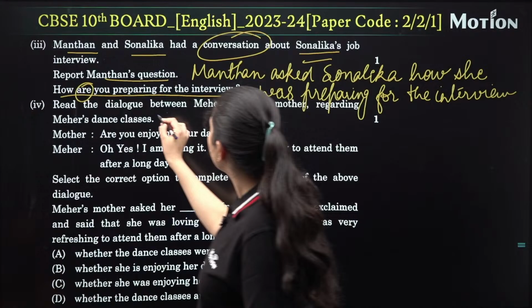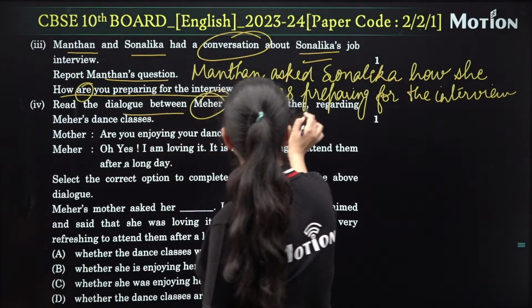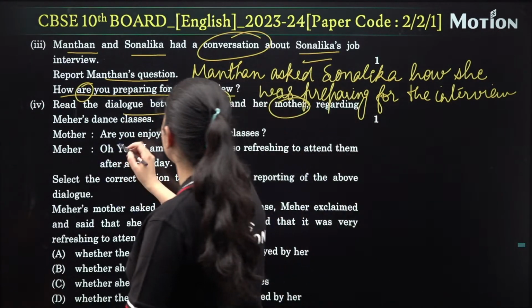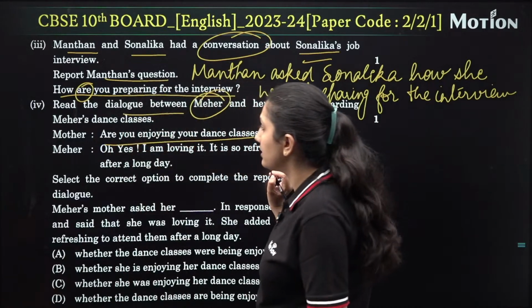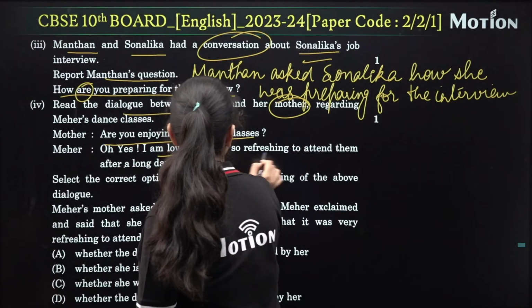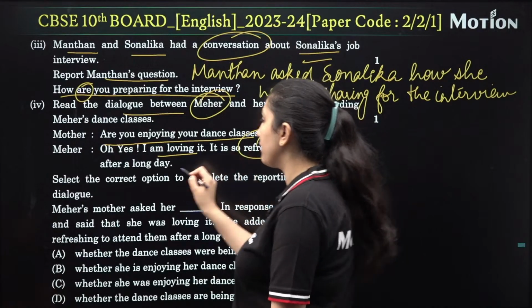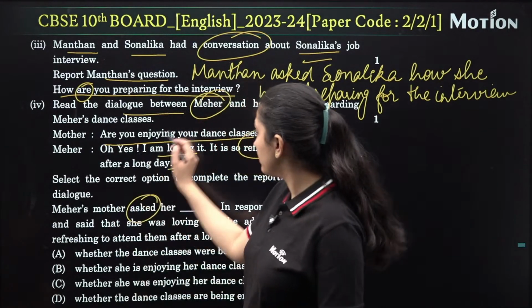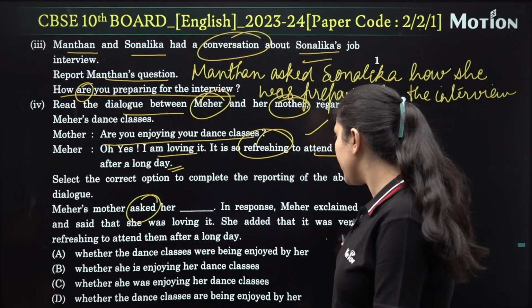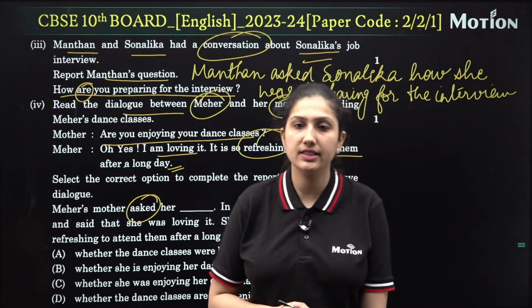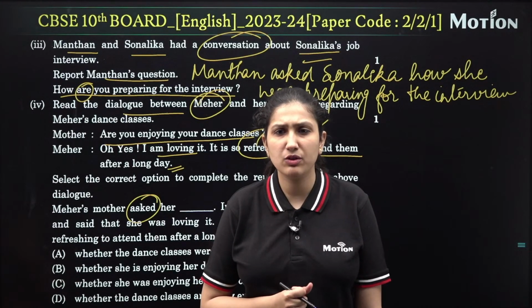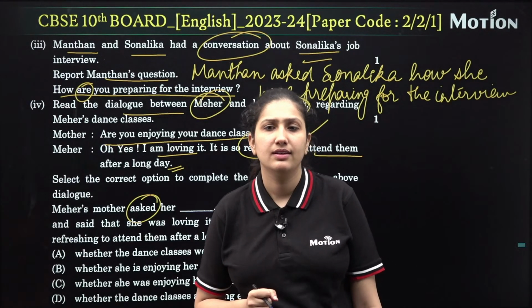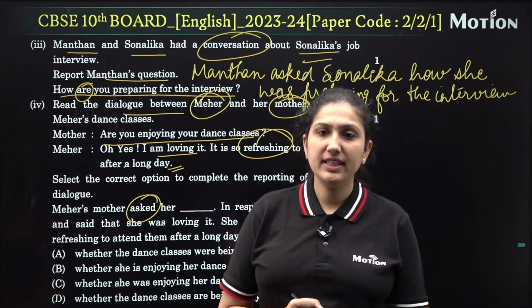Alright, next. Again dialogue completion between Meher and her mother. So her mother is like, are you enjoying your dance classes? Oh yes, I am loving it. It is so refreshing to attend them after a long day. So Meher's mother asked, you have to change this thing and you have been given 4 options. Which is going to be the correct answer? Let me know. Yes, very good, Rohit. Tell me the answer.